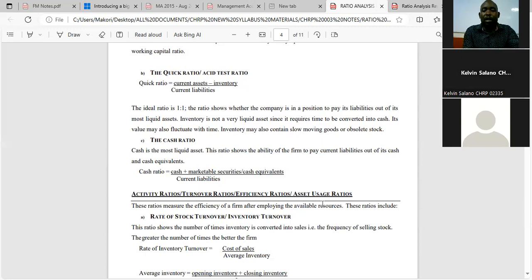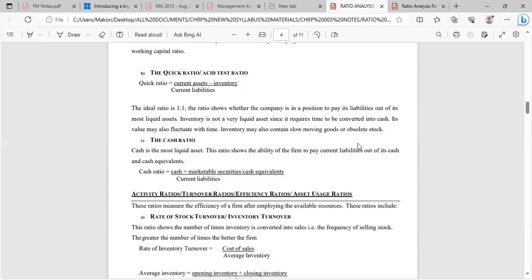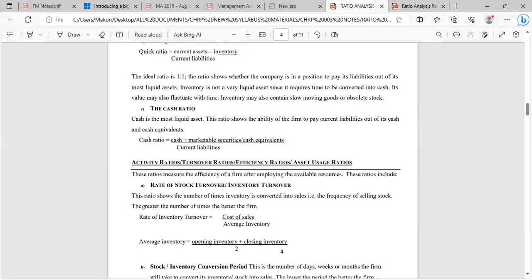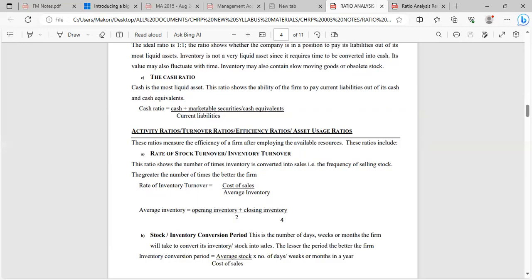Those are the category number 2, liquidity ratios. Then we have these ratios we refer to as the turnover ratios. For turnover ratios, I want you to take keen note of the following. Number 1 is the stock turnover ratio. Remember we said that these are ratios that measure how well the firm is utilizing the resources in generating revenue.